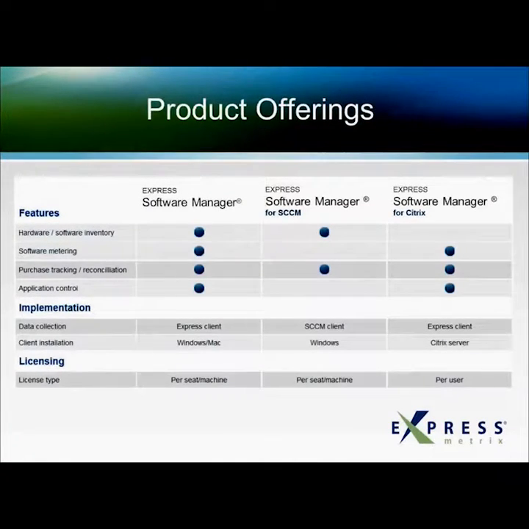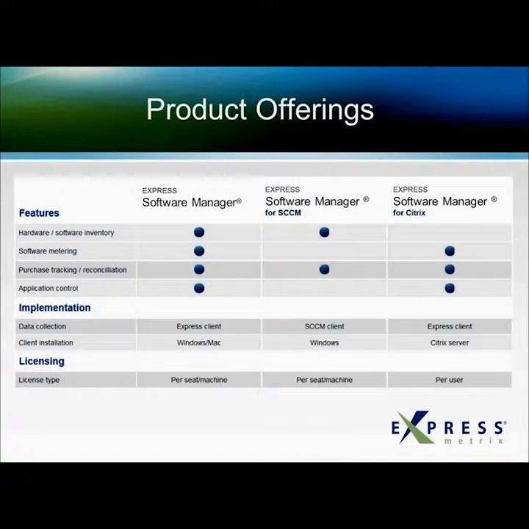Express Metrix offers 3 product editions for what we call Express Software Manager. There's Express Software Manager, the flagship product. There's Express Software Manager for SCCM, the primary product that we're discussing today. And then we also offer a product called Express Software Manager for Citrix, which is designed to run in Citrix farm environments. So let's talk briefly about Express Software Manager, the flagship product. It is designed to collect hardware and software inventory, software metering data. It has a purchase tracking reconciliation system, and it also has the ability to deny access to applications, meaning prevent somebody from running an application.